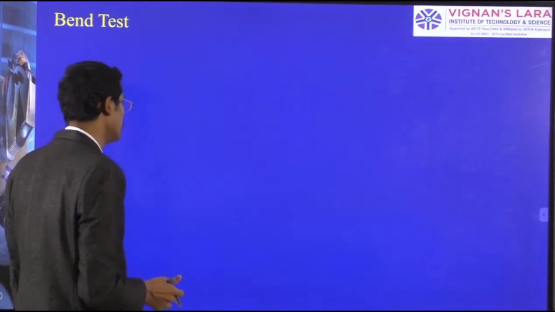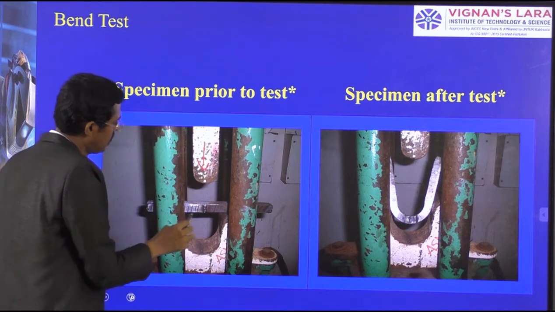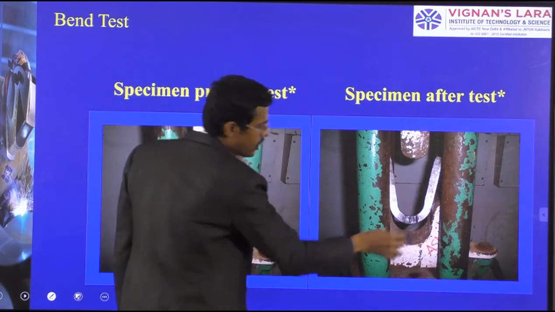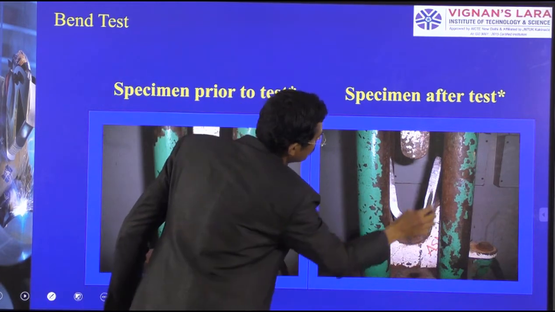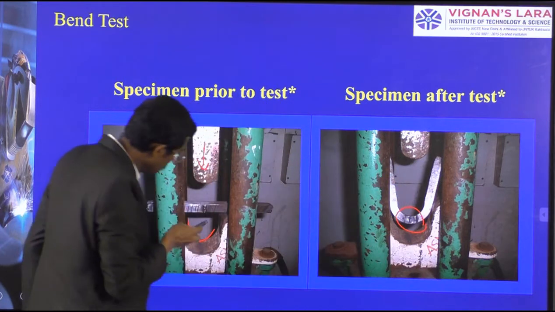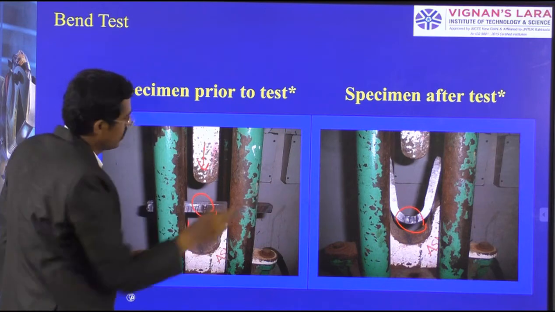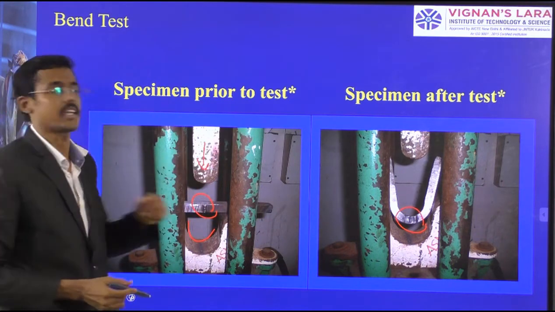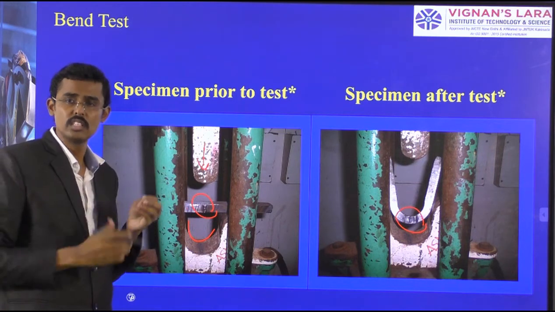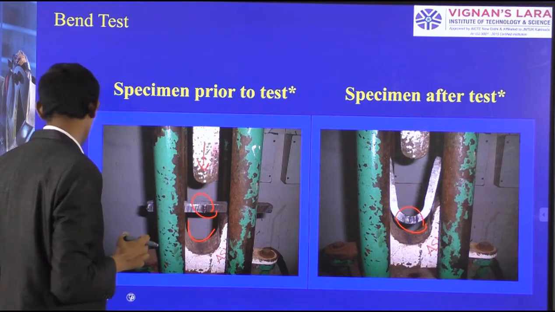So how far can we do this? This is the original specimen. The load is given on the specimen and it should bend in such a format. After the bending action, I have removed the specimen, and the weld is available at this spot. It should withstand the bending actions. Tensile, bending, hardness, toughness: these are the various mechanical property tests.